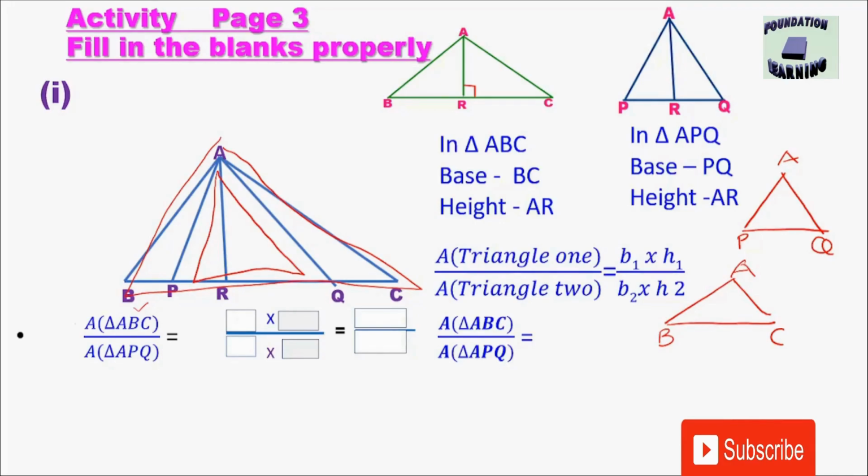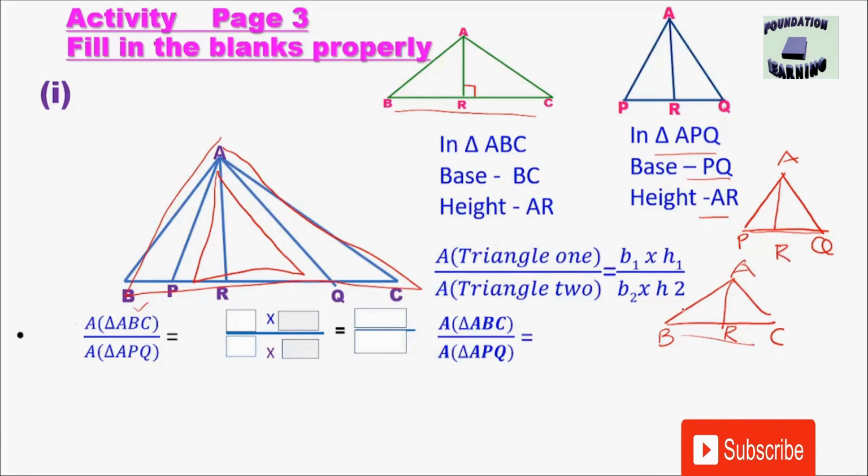Now what is the base of ABC? We'll look at this figure. In ABC, the base is BC, and here you have the height. The height is AR. And in triangle APQ, base is PQ and height is AR. Now what is the common thing here? The height is the same.